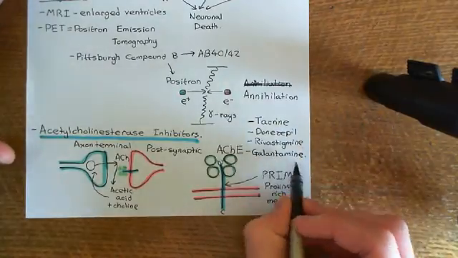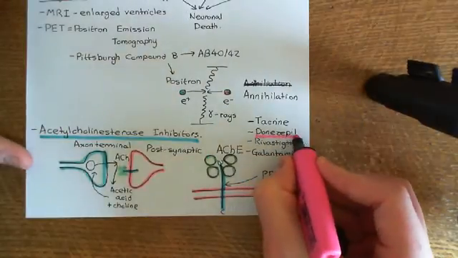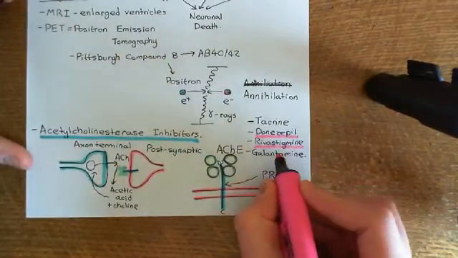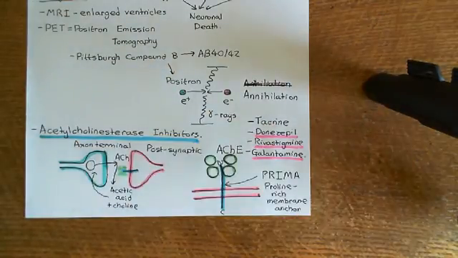Donepezil, rivastigmine, and galantamine are still used. Tacrine is very, very rarely, I imagine, used because of its horrendous peripheral side effects. It's very liver toxic. Okay, right.